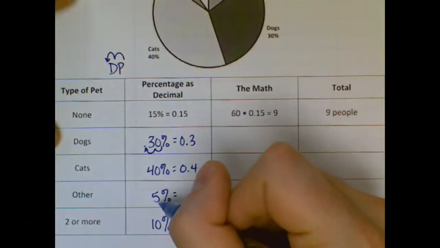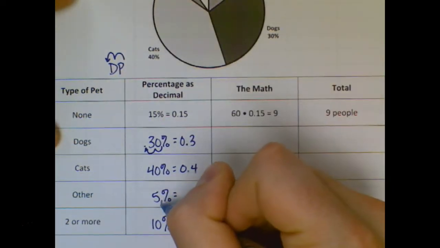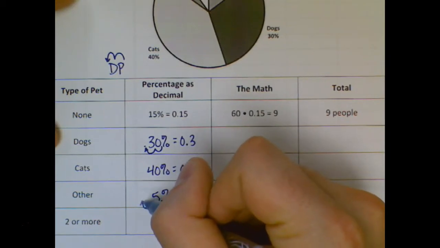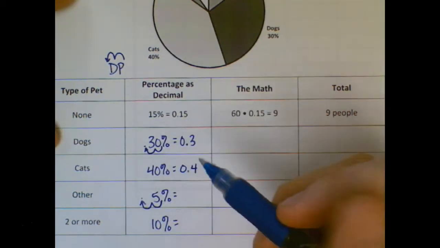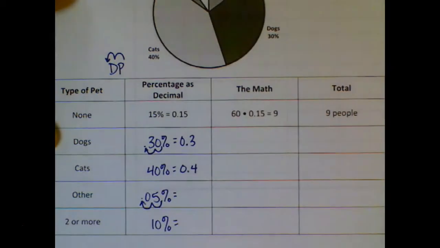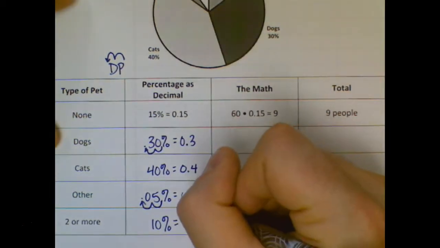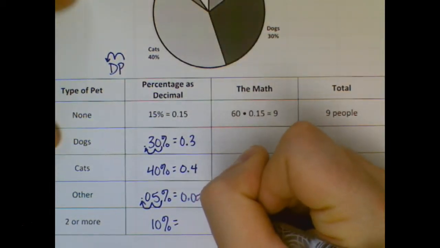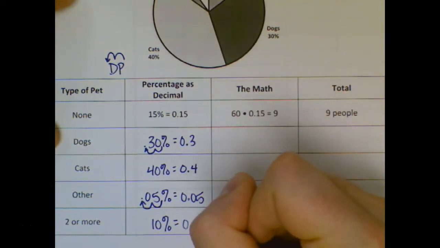5% is a little bit different. The decimal is at the end, I'm going to go 2 times to the left. There's 1, there's 2, and I've now created this gap that needs to get filled in. We're going to fill that in with a 0. So 5% is 0.05, and 10% is 0.1.